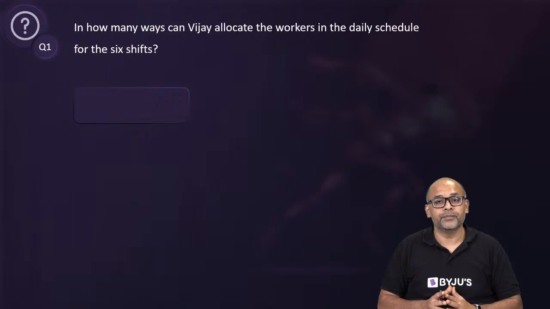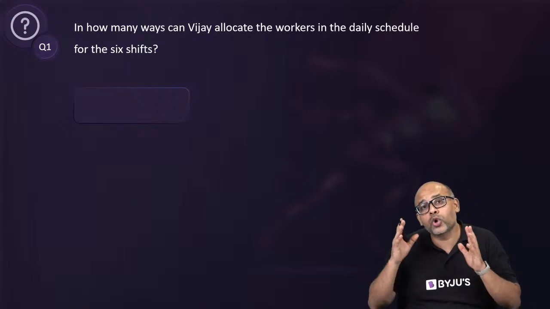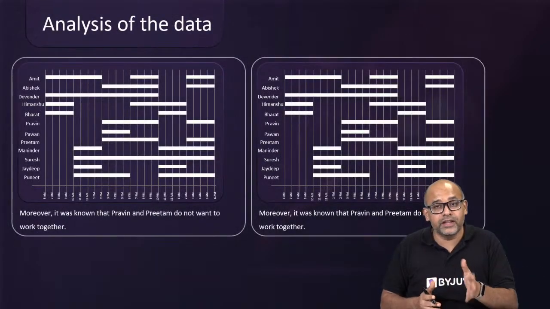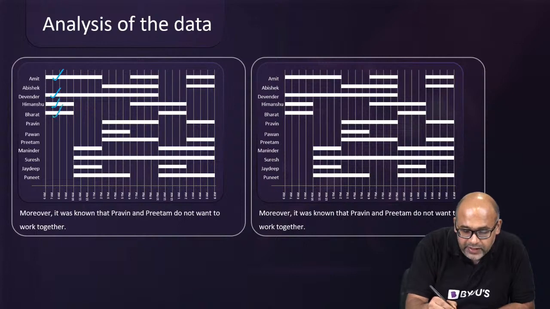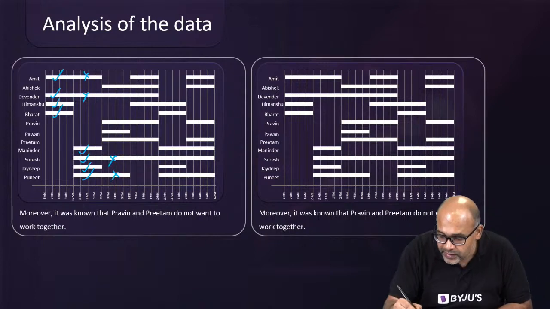Question number 1. In how many ways can Vijay allocate the workers in the daily schedule for the 6 shifts? That's the question. So what is the total ways in which Vijay can do this? So I will create these 2 things very, very quickly. So I will say tick, tick, tick. What I just did, I will just replicate it. So these will be ticks. So this is cross, this is cross. Now similarly these 4 are ticks. So this is cross and this is cross.